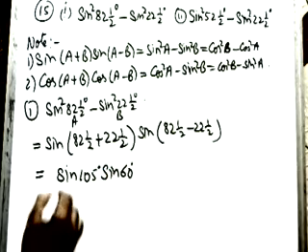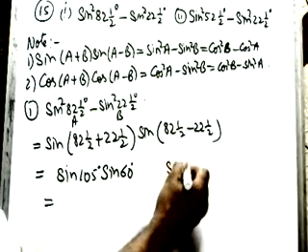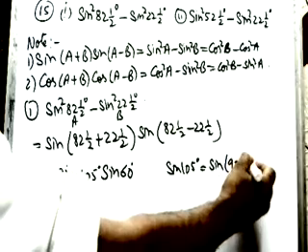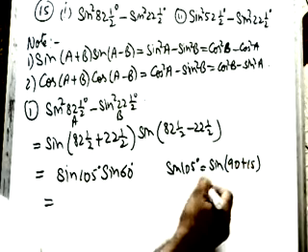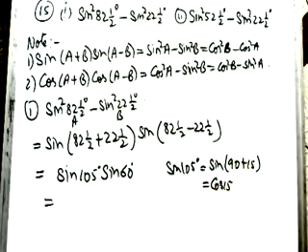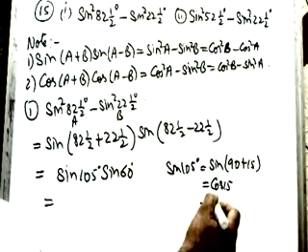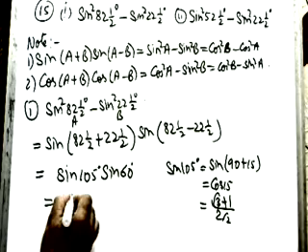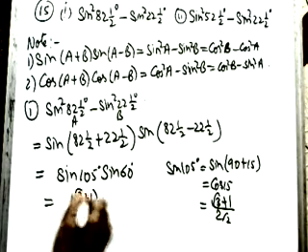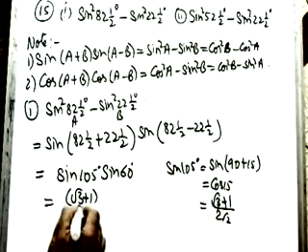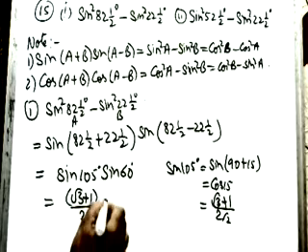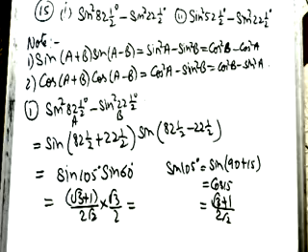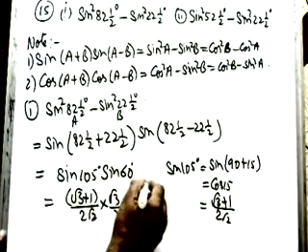This will become 60 degrees. Now let me substitute the values. Sine 105 can be written as sine of 90 plus 15. Sine 90 plus theta is cos theta, so cos 15. You must know by heart the value of cos 15. Cos 15 is (root 3 plus 1) by 2 root 2. So sine 105 is (root 3 plus 1) by 2 root 2, into sine 60, which is root 3 by 2.